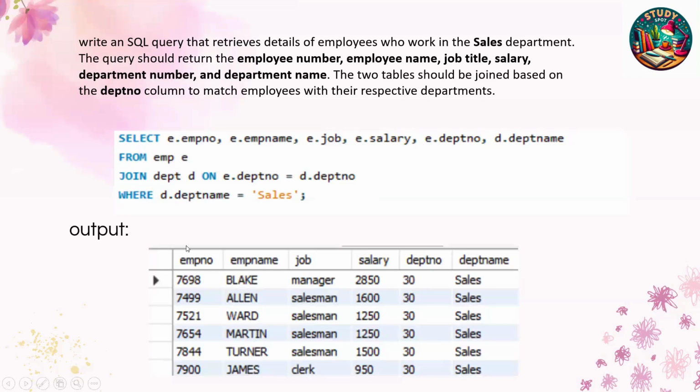Here is the final output. The query returns a list of employees who work in the sales department along with their details like employee number, name, job, salary, department number, and department name.